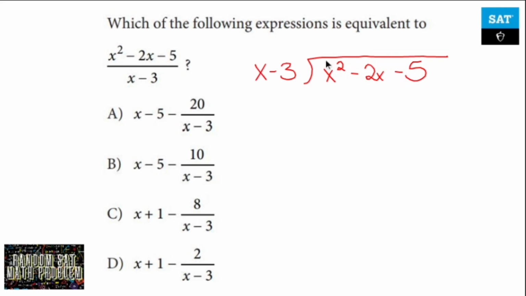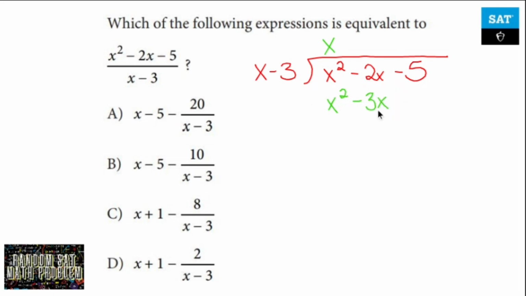Just like regular long division, you ask yourself, x times what gives me x squared? Well, x times x gives me x squared. Take that x and multiply it to this whole factor right here. X times x is x squared. That'll always happen. X times negative 3 is negative 3x.